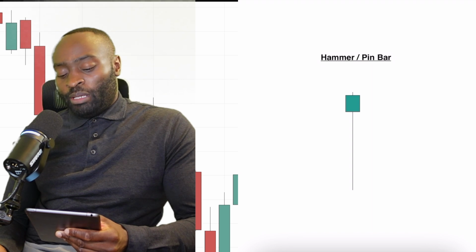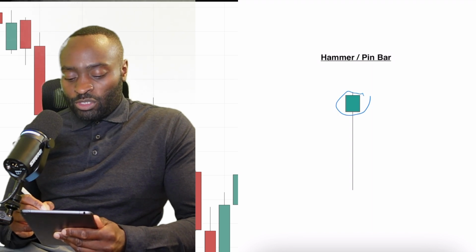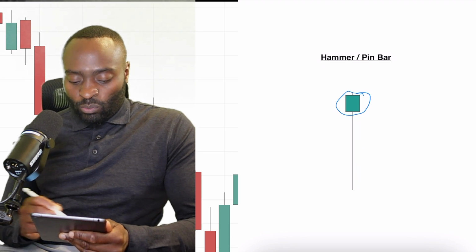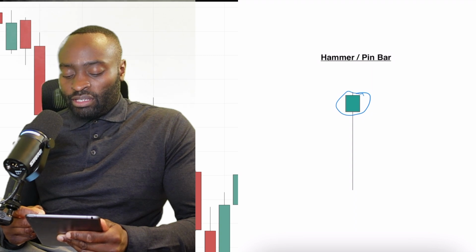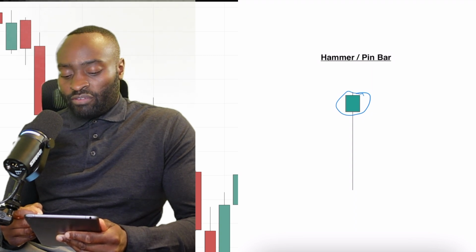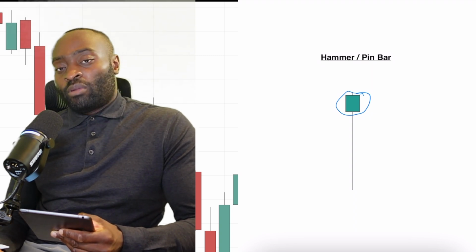This is a hammer or a pin bar. We have a candlestick body, which we have here in green, and the long wick. With the long wick, the wick needs to be at least twice the length of the body, which you can see it's clearly twice the length now, and that is called a hammer or a pin bar.